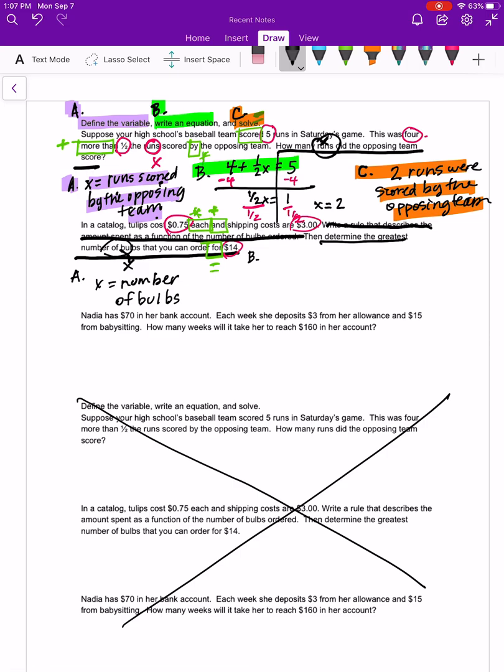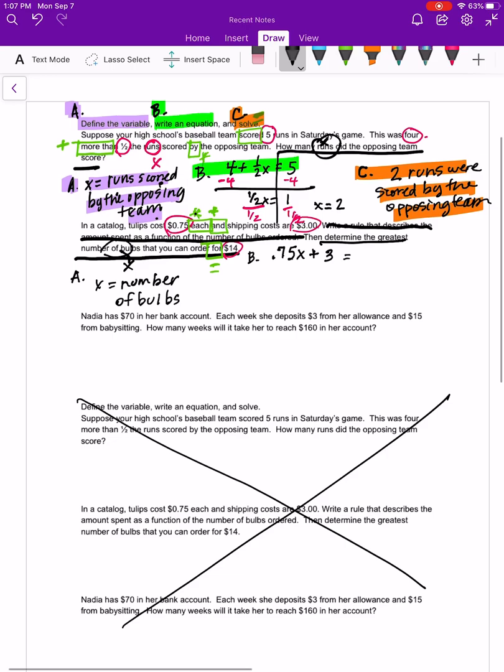So now B, we need to write the equation. So it says tulips are sold for 75 cents each. Well, how many are we going to buy? We don't know. So that's our 0.75x. And then, and shipping costs are $3, plus $3 equals a total of $14. Very important on the setup, making sure that you know how to set up the equation.